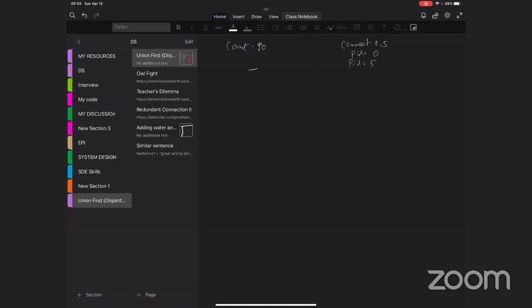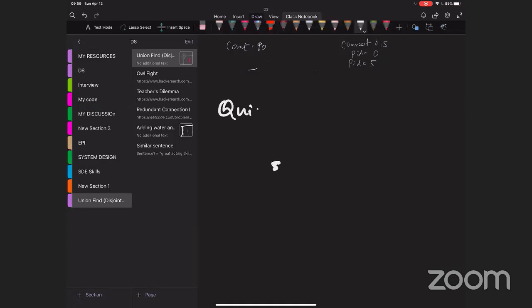Okay, so this is quick find. Does anyone have any question about it? Otherwise, we're quickly going to jump to a little more complex implementation of it. Okay, good. So the next one, we are going to call it quick union.